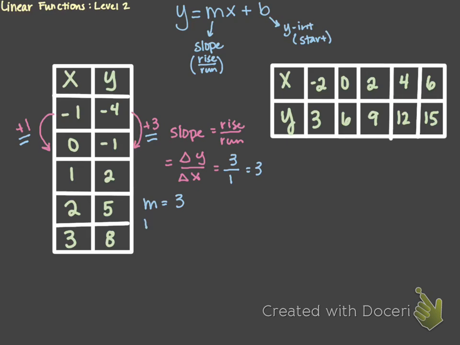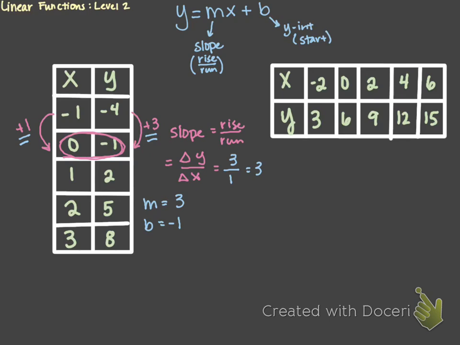Now we need to find our b value, or our starting point. We always start at 0. So when x is 0, that is going to be our starting point. We are going to look on our table, find where x is 0, which is right here, the second entry in our table. So our b value is going to equal -1. So when x is 0, y is -1, that is going to be our b value.